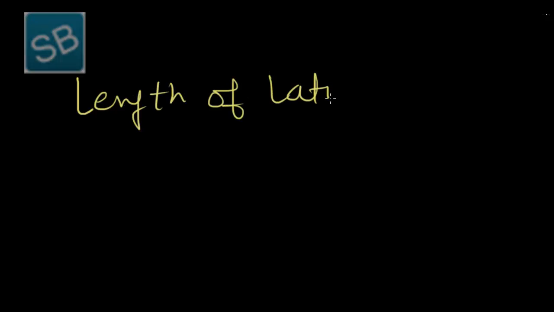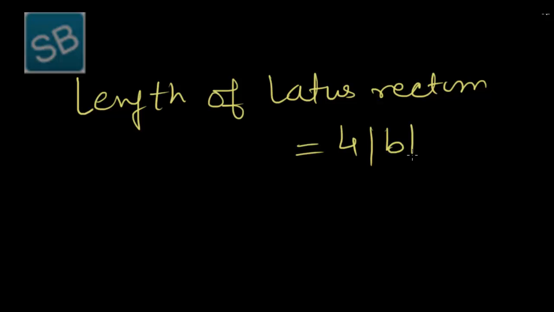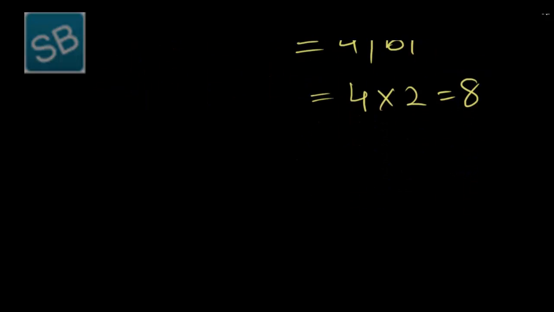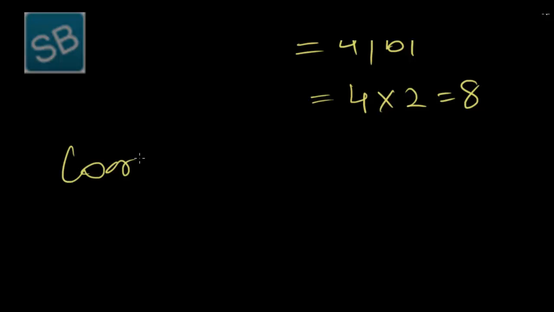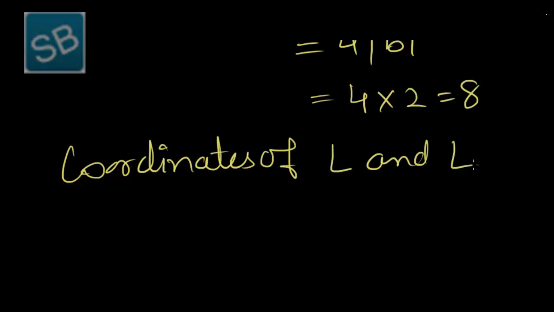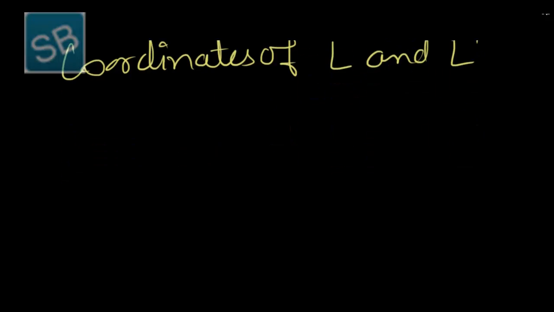Now we have to find length of latus rectum, which is equal to 4 times modulus value of b, that is 4 into 2 is equal to 8. Now we have to find coordinates of L and L dash. For this we will draw the diagram.